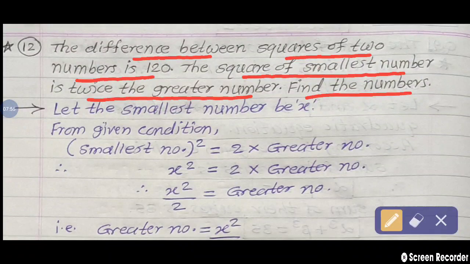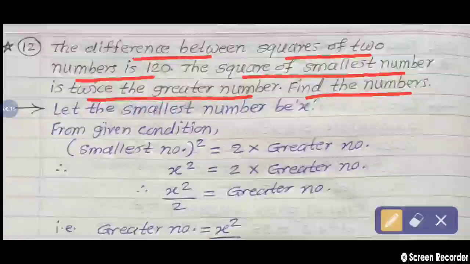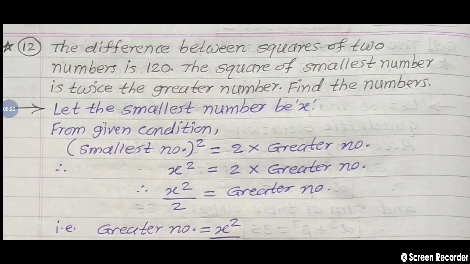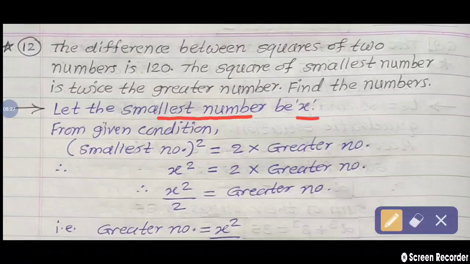So here, mentioning in the question, the difference between the squares of two numbers. So there is one small number, there is one bigger or greater number. So we are assuming according to that. And then afterward, according to the given condition, we are forming the equation. So answer. Let the smallest number be x. From the given condition, now check there. The smallest number we are considering as x.